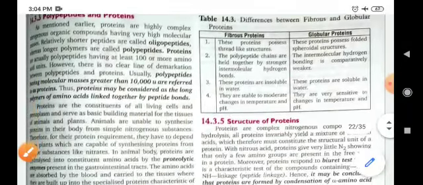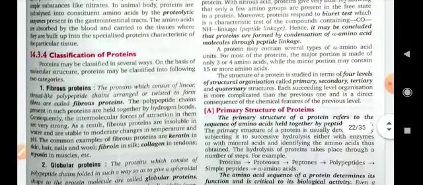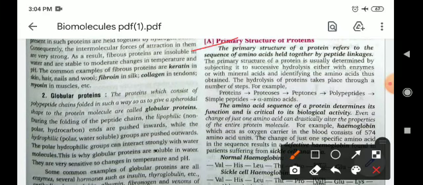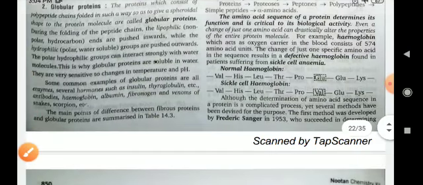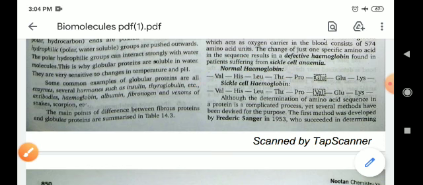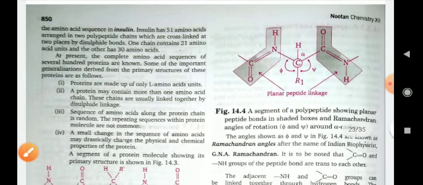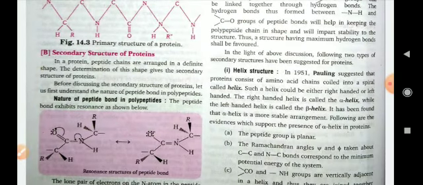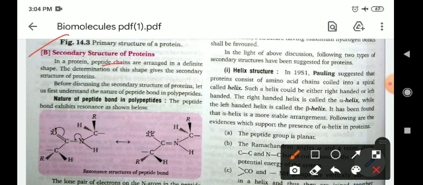Now come to the structure of proteins. So, primary structure of proteins. The primary structure of protein refers to the sequence of amino acids held together by peptide linkages. For example, in normal hemoglobin, valine, histidine, leucine, threonine are arranged in a linear chain. So these are known as the primary structure of protein. Now come to the secondary structure of protein. In the protein, peptide chains are arranged in a definite shape. The determination of the shape gives the secondary structure of protein.